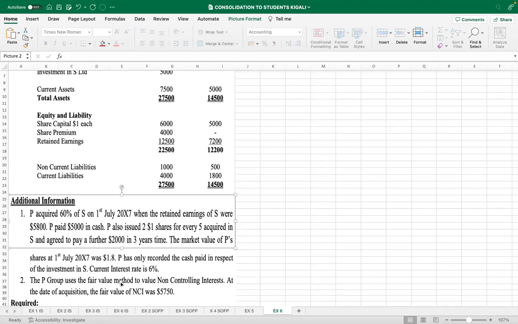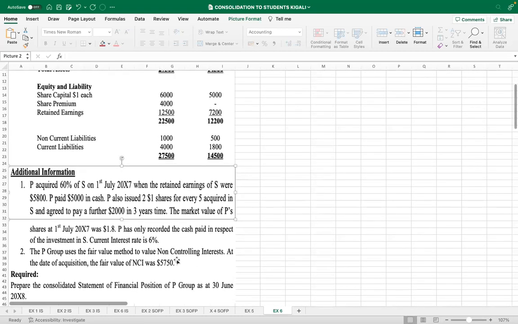P Group uses the fair value method to value non-controlling interest. This is good. In the previous sessions, we have just been looking at the net assets method, but now we are being given the fair value of NCI for the first time. We said that when you've been given the fair value of NCI, you use the fair value method to calculate goodwill and NCI. We will see how to do that. At the date of acquisition, the fair value of NCI was $57.50.